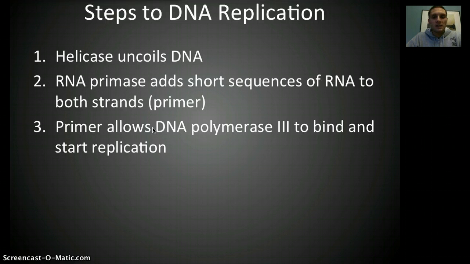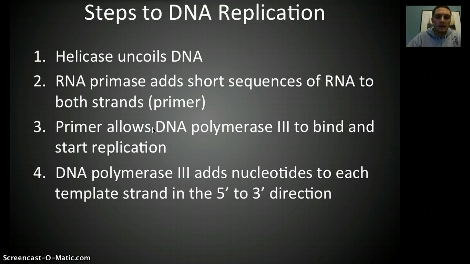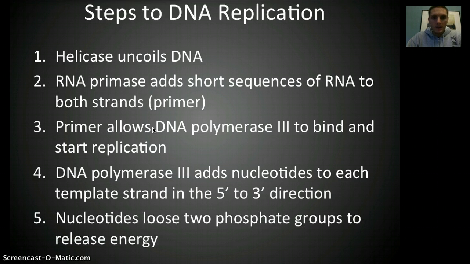The primer allows DNA polymerase III to bind and start replication. DNA polymerase III adds nucleotides to each template strand, or our parent strand, our original strand, in the 5' to 3' direction. And nucleotides lose 2 phosphate groups to release energy. So this process does require some energy, and these nucleotides, when they're being added, lose 2 phosphate groups to provide that energy.